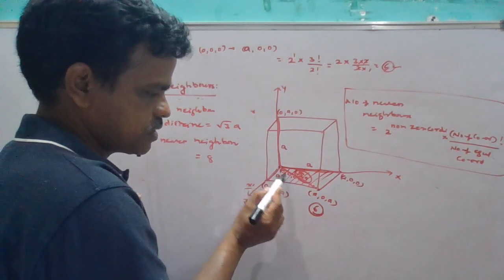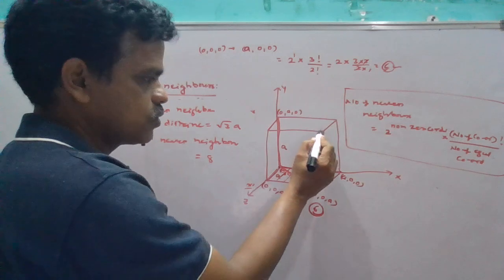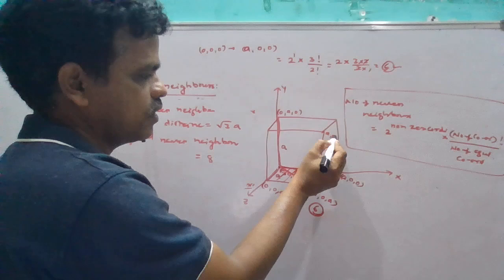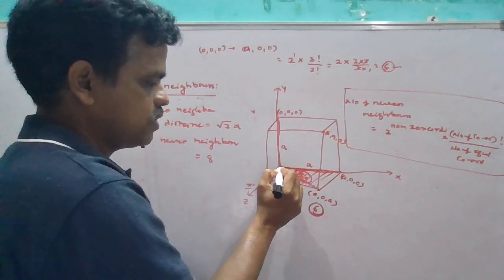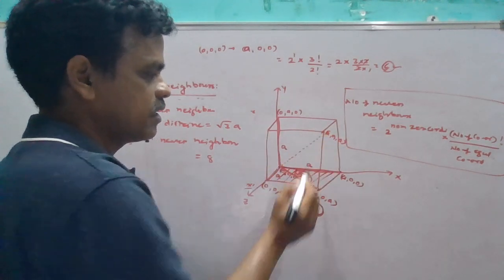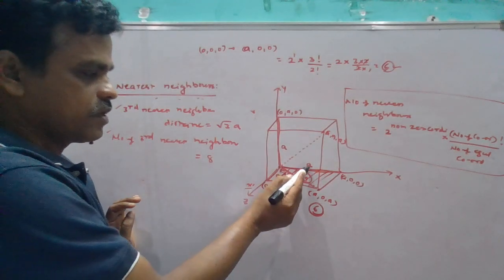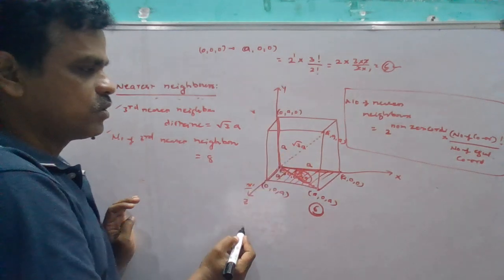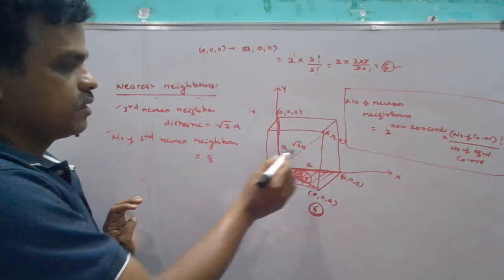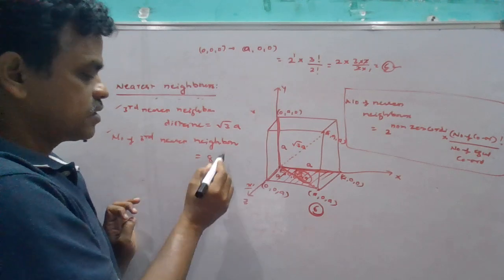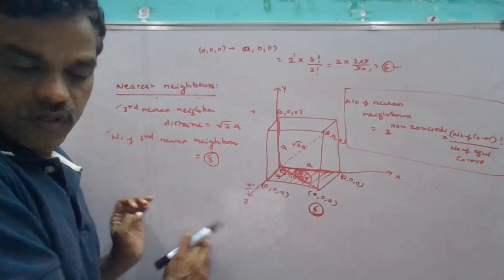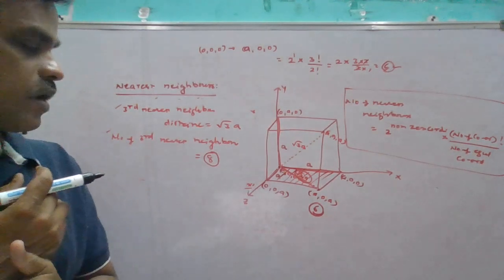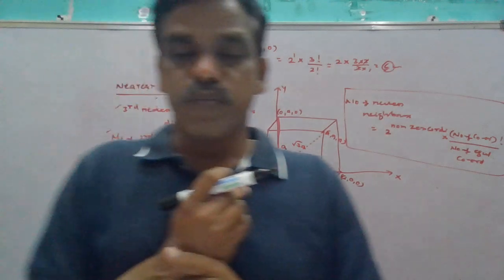The second nearest neighbor distance is A00 to A0A. What are the coordinates for this point? A, A, A. So this will be the third nearest distance. First one A, second nearest neighbor root 2 A, and this will become root 3 A. The third nearest neighbor distance is root 3 A, and the number of third nearest neighbors will be 8. This is what I discussed in the simple cubic structure.